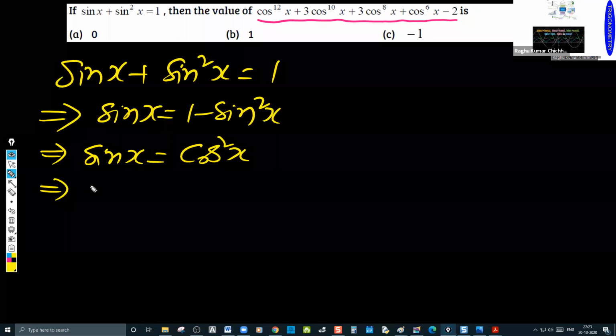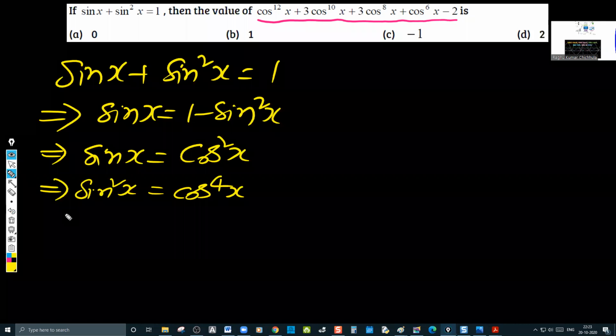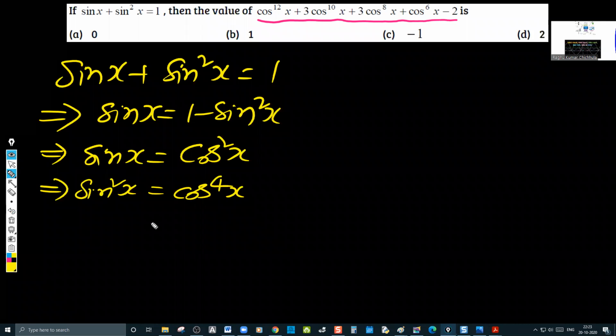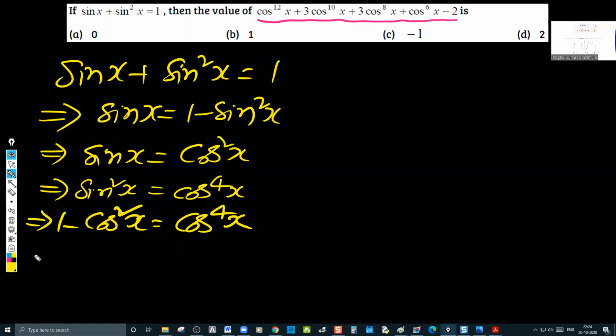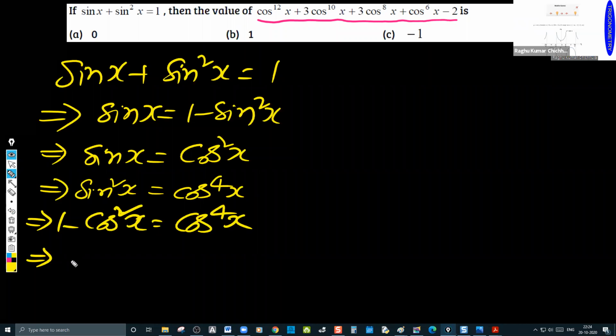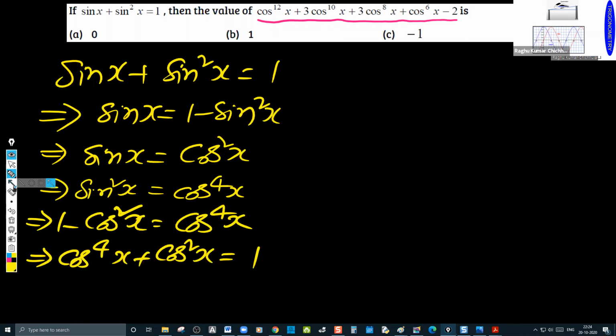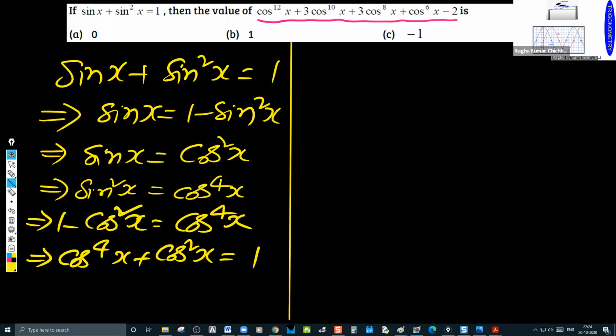I'm squaring it on both sides. How can sin square x be written? Sin square x is 1 minus cos square x. So it is equal to cos power 4x. Sir, again with square. Now what I'm doing: cos 4x plus cos square x equal to 1. So finally I have got an equation totally in terms of cos.